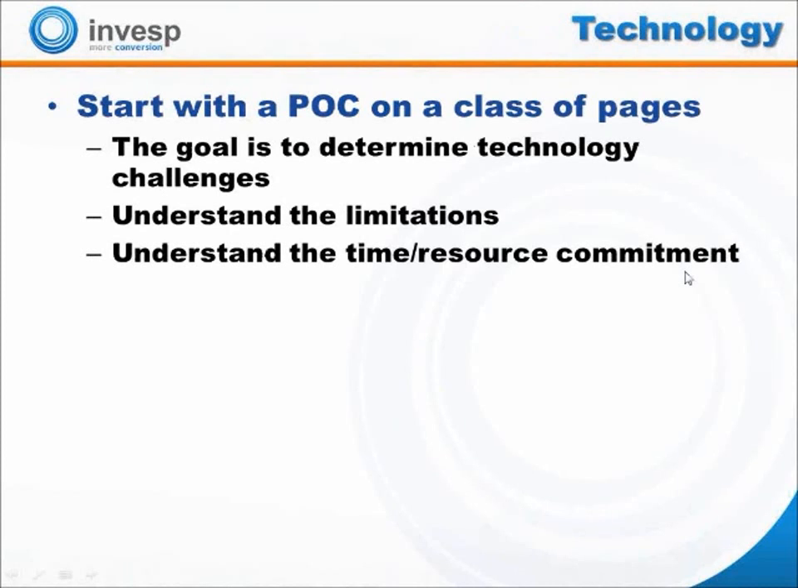Now, one of the areas that you want to think about is, well, how do I know whether my technology supports a conversion optimization program or not? So when you are in doubt, start with a POC, a proof of concept. The goal of the proof of concept really is to focus on the technology question of the conversion optimization program. Is it going to be easy for me to implement a conversion optimization program based on my particular technology?